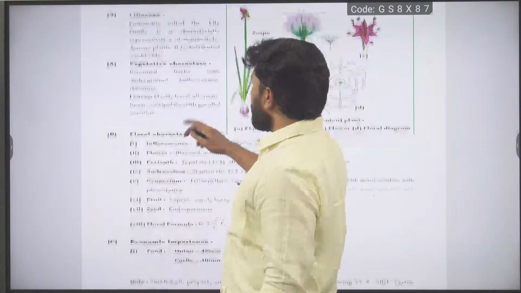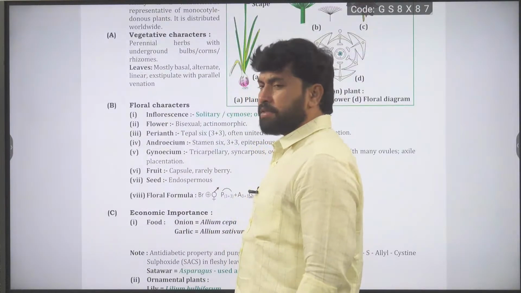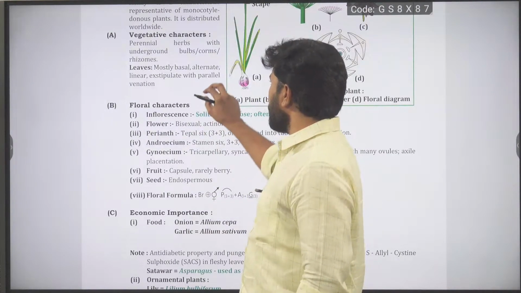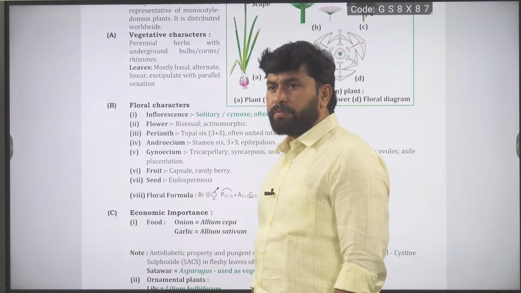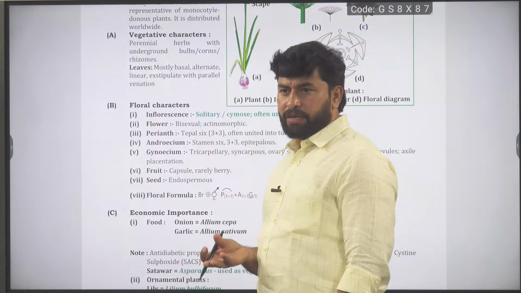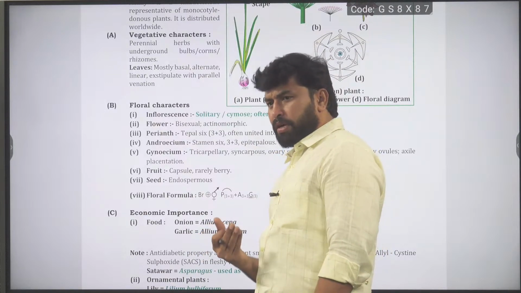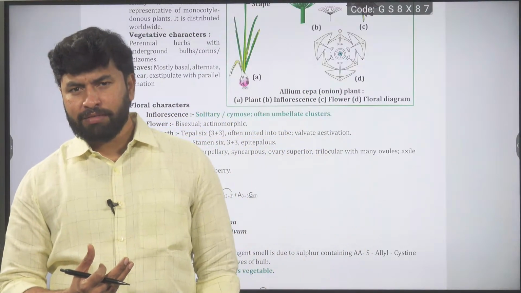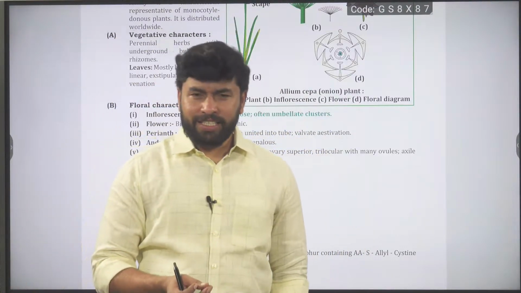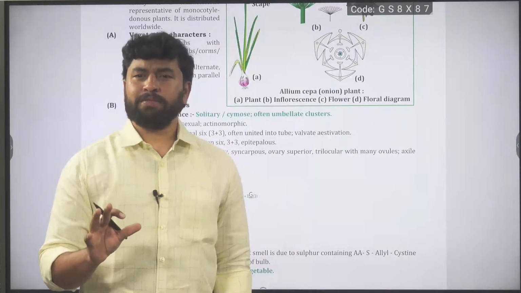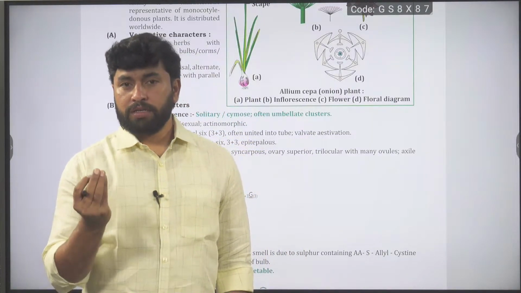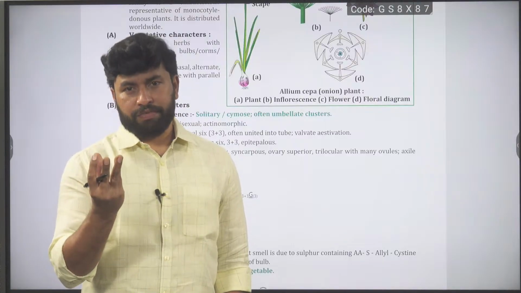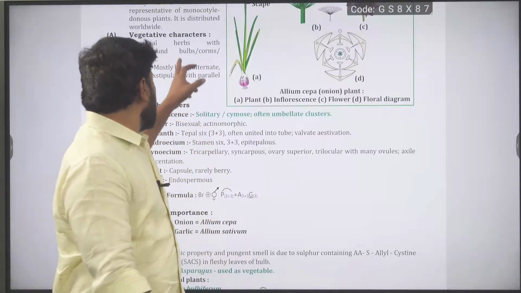Vegetative characters: perennial herbs, they can survive for many years with underground bulbs, corms and rhizomes. Remember, we know bulbs, Allium cepa and Allium sativum are bulbs. Tell me what is a bulb? When we were studying morphology, tell me about bulb. Bulb means it's an underground small concise stem which does not store any food. It's always present at the base of a swollen leaf. Yes or no?